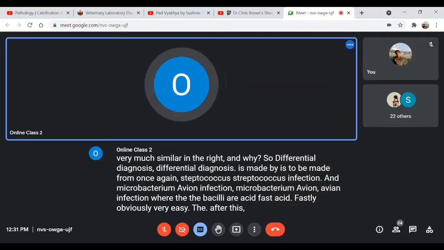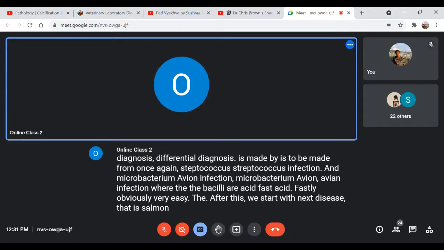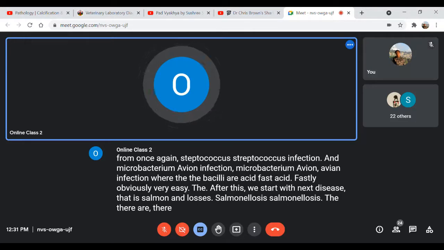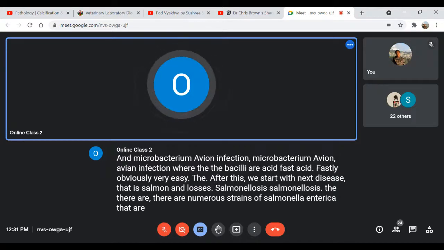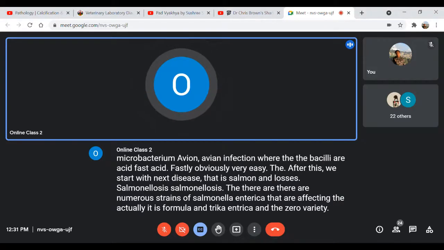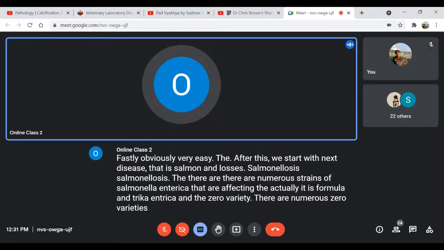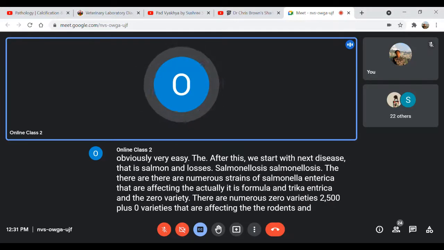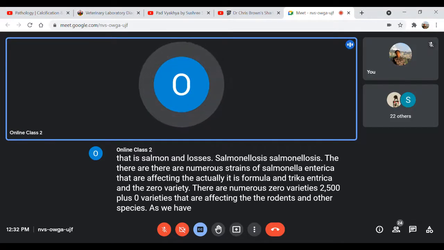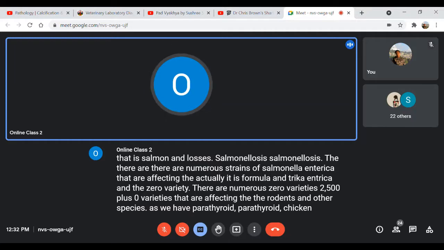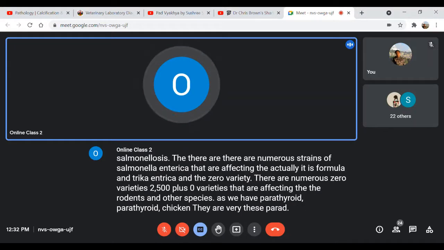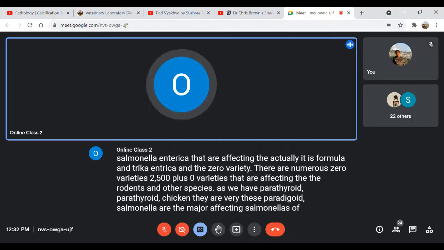After this, we start with the next disease, that is salmonellosis. It is Salmonella enterica and its serovarieties. There are numerous serovarieties, 2,500 plus, that are affecting the rodents and other species, as we have paratyphoid in chicken. These paratyphoid Salmonella are the major Salmonellas affecting rodents.